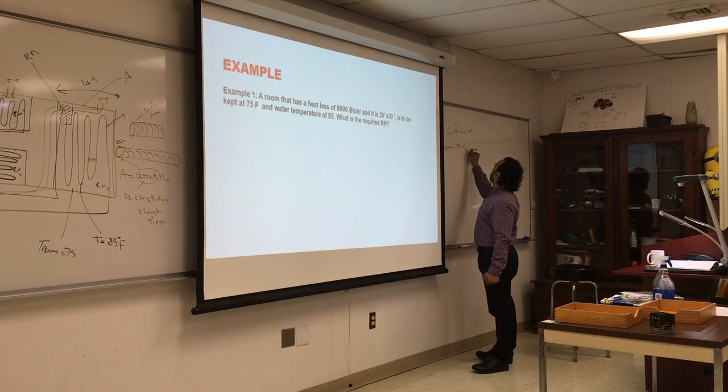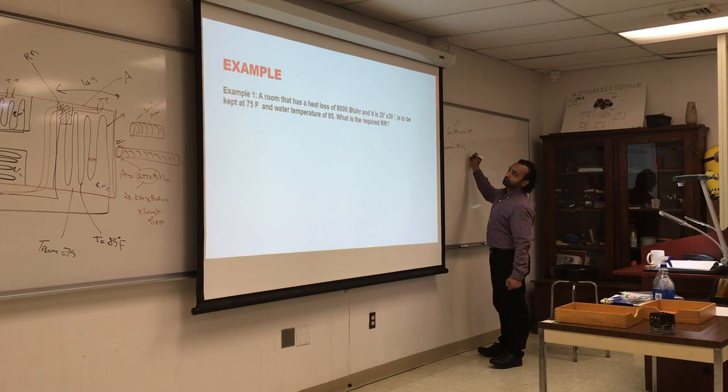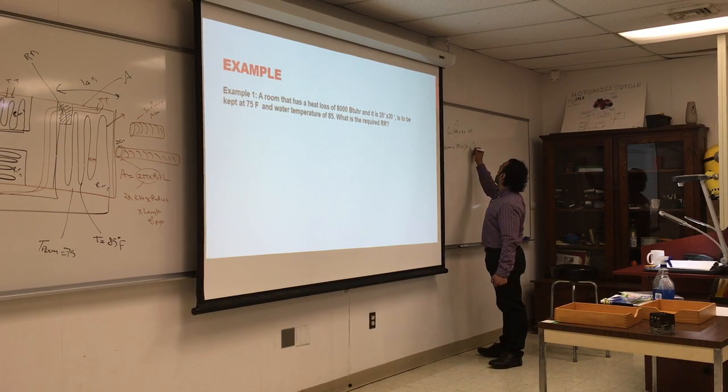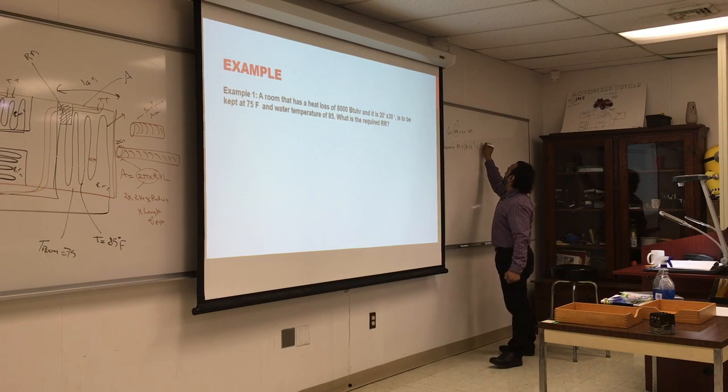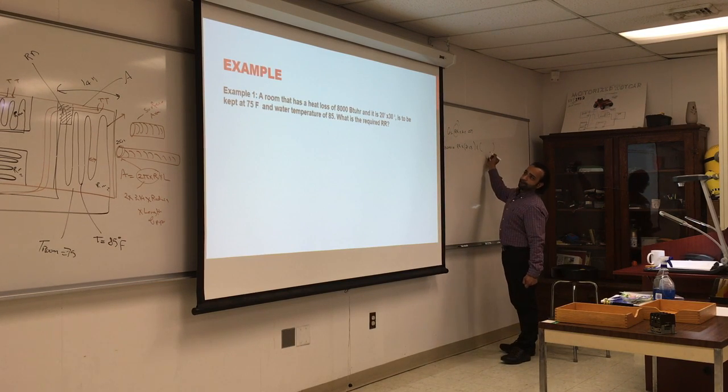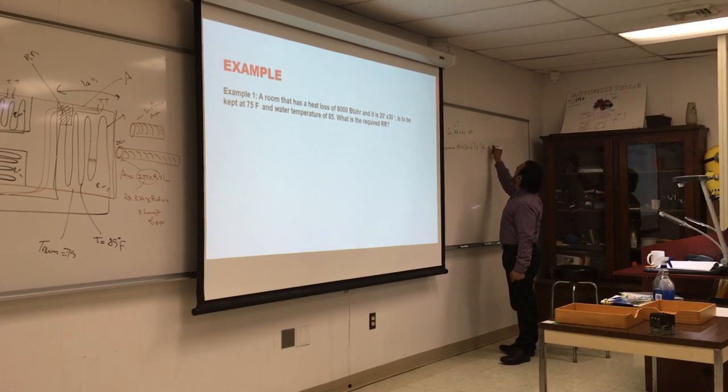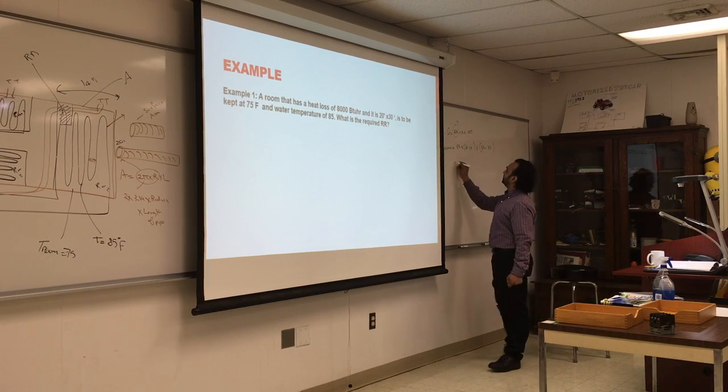What is the area? 20 by 30. What is the temperature difference? 75 minus, no, other way around. 85 minus 75.